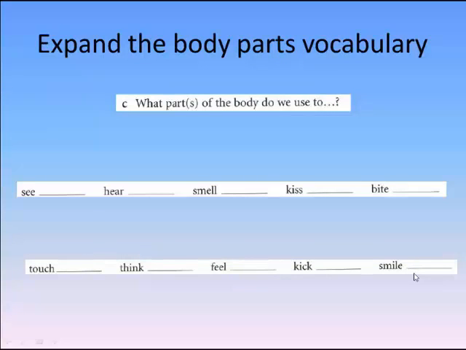We also need to expand our vocabulary on body parts. Here we will review some verbs. What parts of the body do we use to see? The eyes. What body part to hear? The ears. And to smell? The nose. And to kiss?